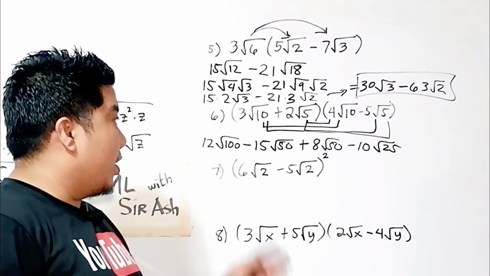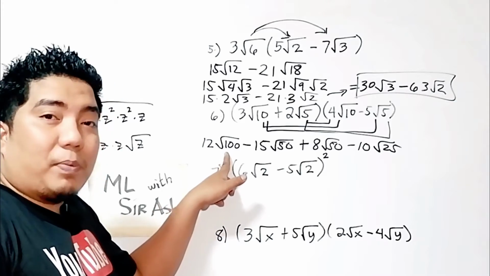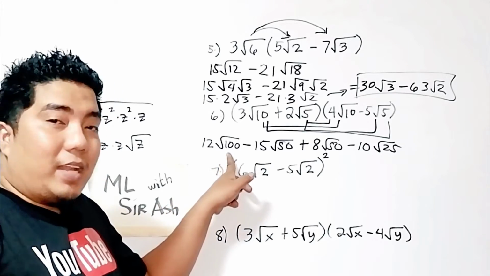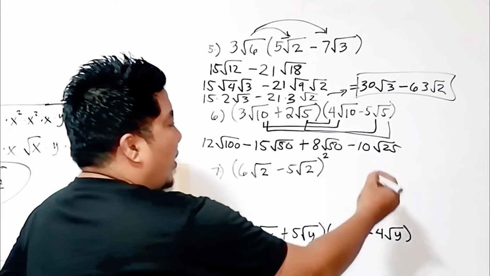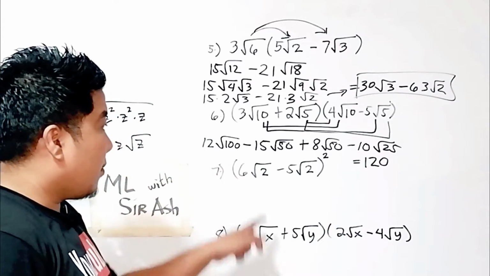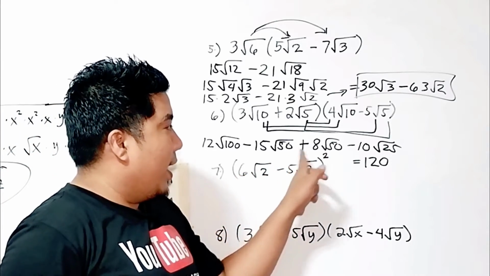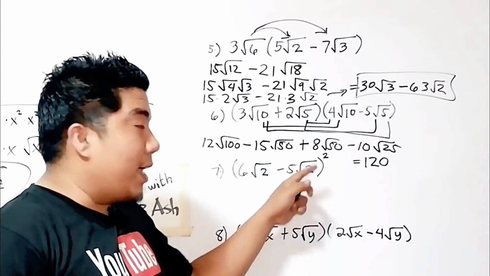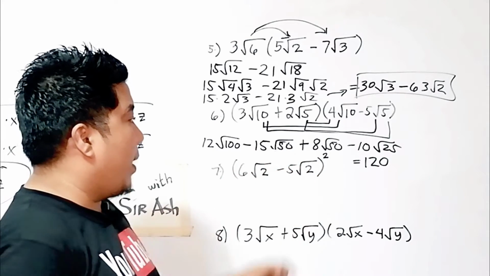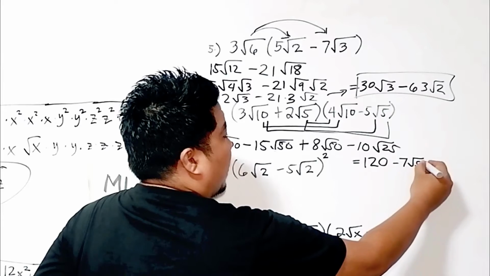Now, if this is the case, you can simplify them. As you can see, 100 is a perfect square. So, this will become 10. 12 times 10, that will give us 120. Negative 15 square root of 50 plus 8 square root of 50, they have the same radicand. So, we can combine them and that will become negative 7 square root of 50.